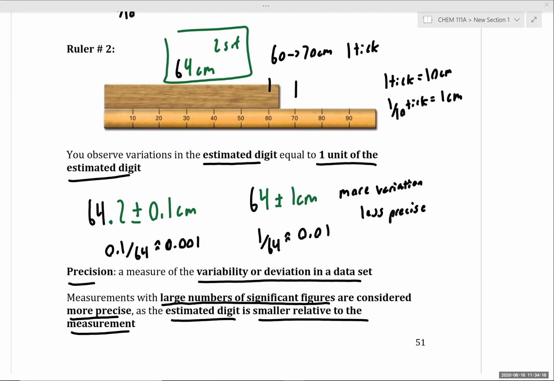Yeah, I'm still confused. What is the 1 unit of the estimated digit? Why is there a 0.1 centimeters and then 1 centimeter?